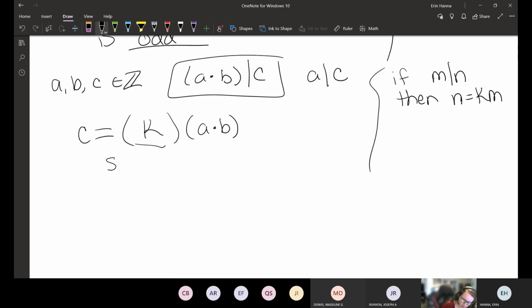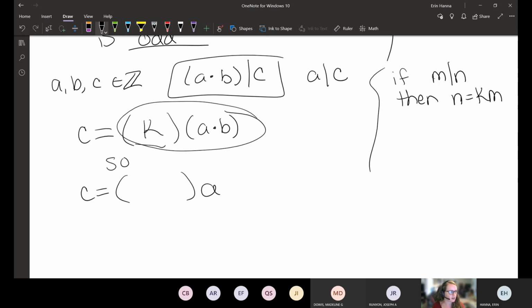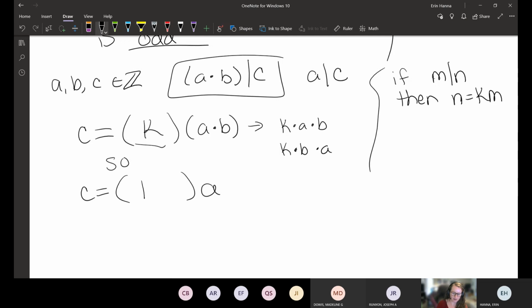So C equals, and then they have blank A. So we essentially want to manipulate this to look like something times A. There's lots of parentheses floating around, but you can think about this as K times A times B. They're all multiplied together, so you can rearrange them and say K times B times A, and then slap K and B together in parentheses. So now essentially we've found the form of something times A, which is exactly the form we need to say that it divides that.